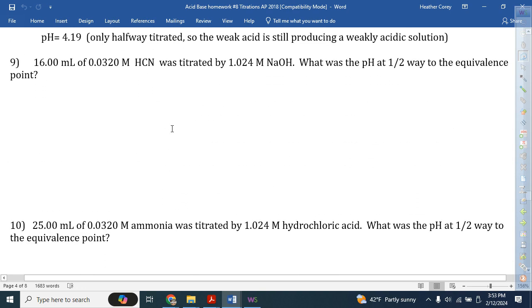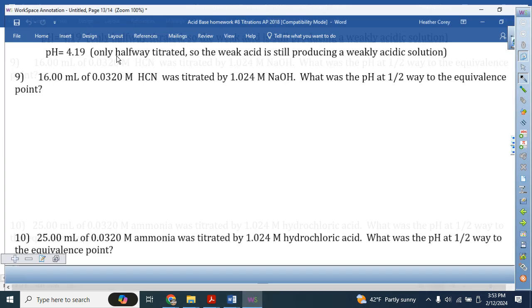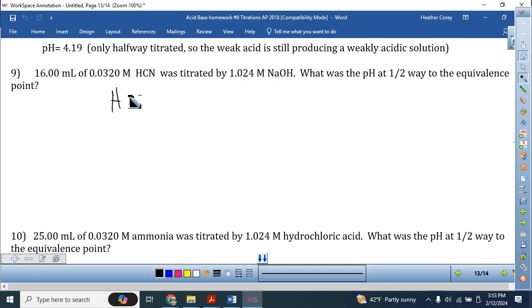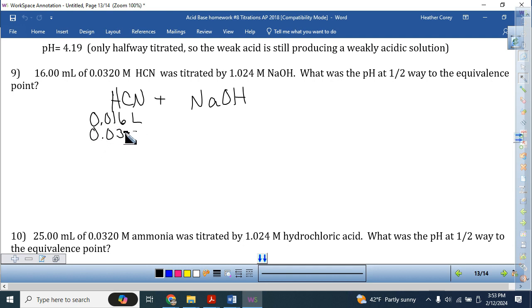Okay, now we're going to look at the pH halfway to the equivalence point, and these are a little bit easier. Okay, so here I have my HCN plus my NaOH, and I'm provided with 16 milliliters, and I'm just going to show you the long way. This gives me 0.000512 moles.